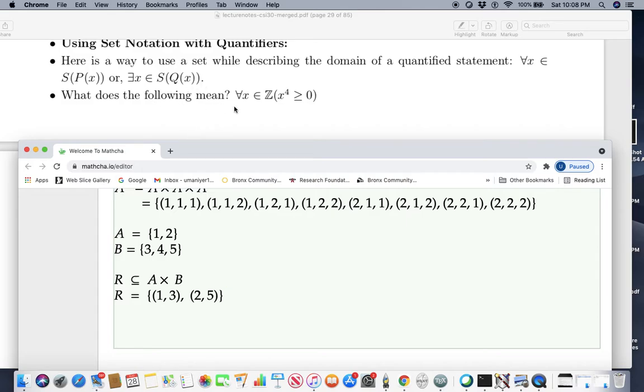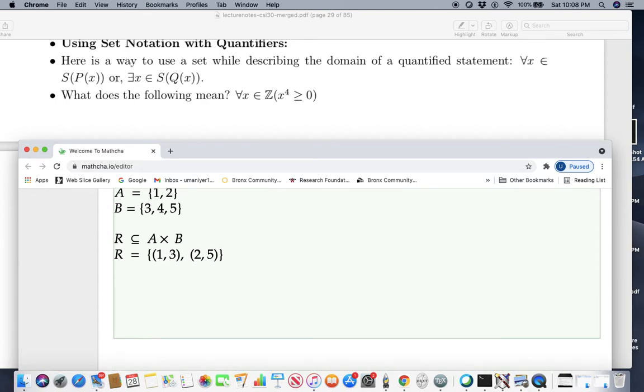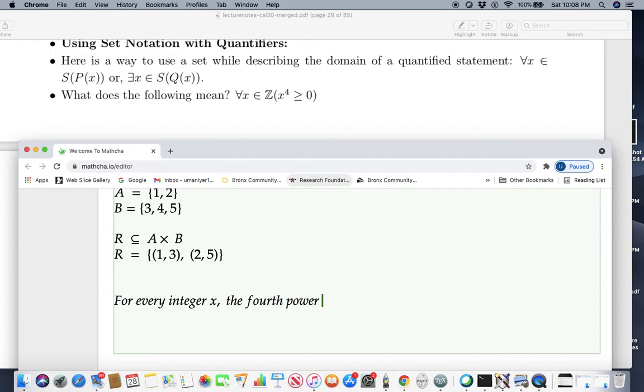What does the following mean? For all x element of Z, x to the fourth is greater than or equal to 0. What does that even mean? I'll write it in English because that's written in logic, right? For every integer x, the fourth power of x is greater than or equal to 0. That's all we have said here.